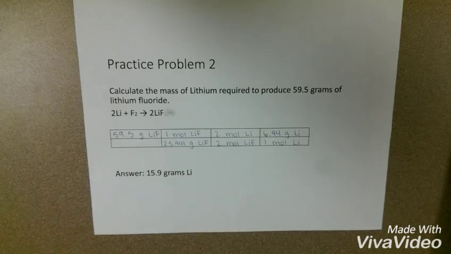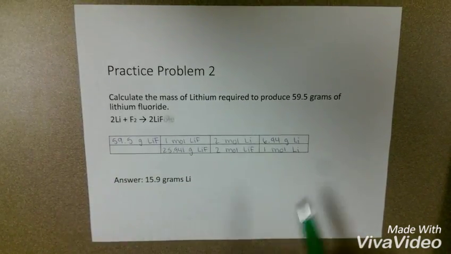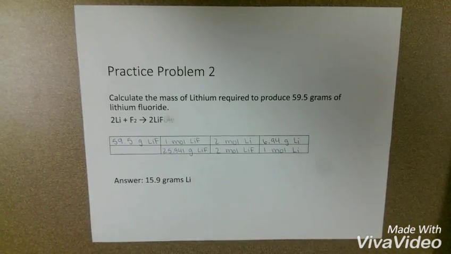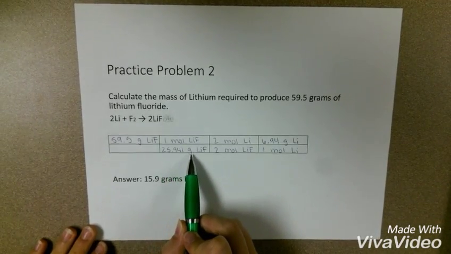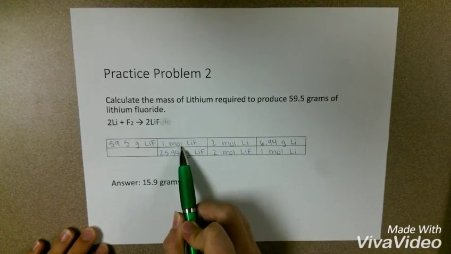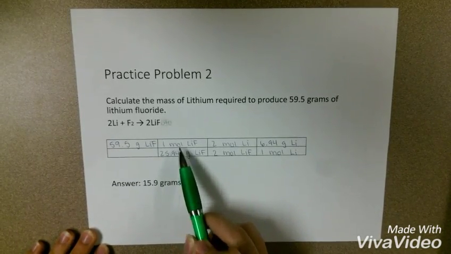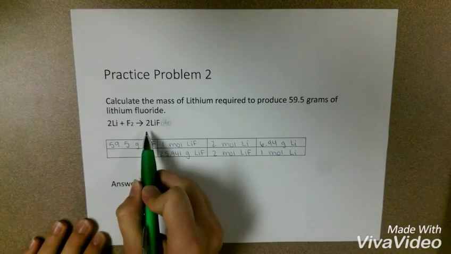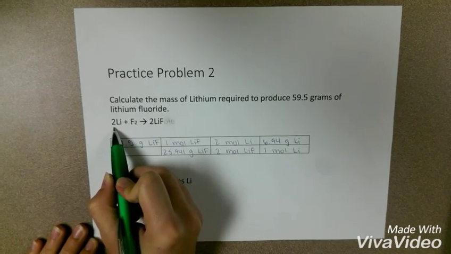Okay, so we need to start with grams of lithium fluoride, which the problem told us is 59.5, and we need to go to moles of lithium fluoride. So we use our molar mass from the periodic table, 25.941 grams, and we add 1 mole on the top to balance that out. Now we go from 1 mole of lithium fluoride to our molar ratio. We have 2 moles of lithium fluoride for every 2 moles of lithium, because that's what we want to end up with in our final answer.